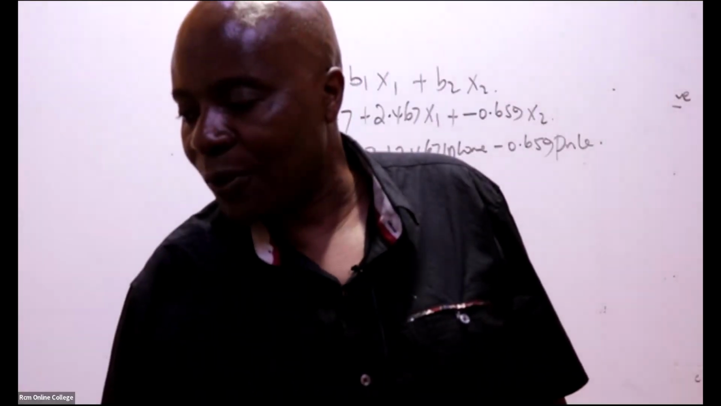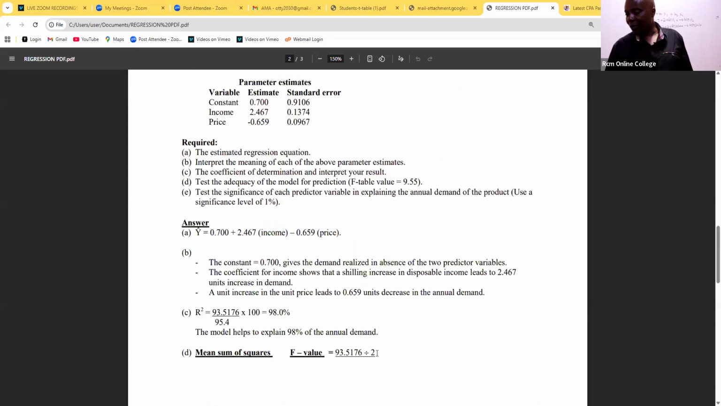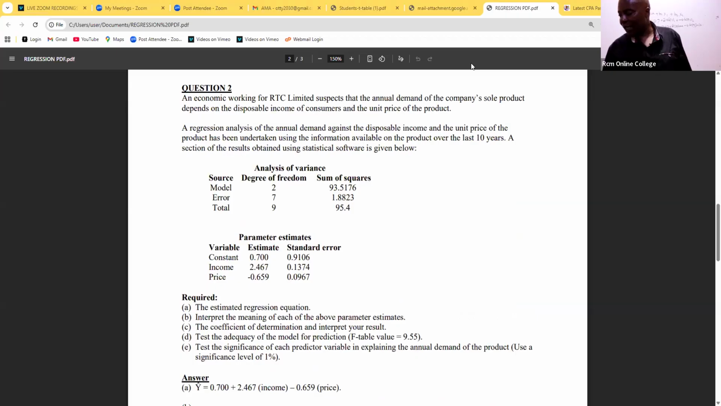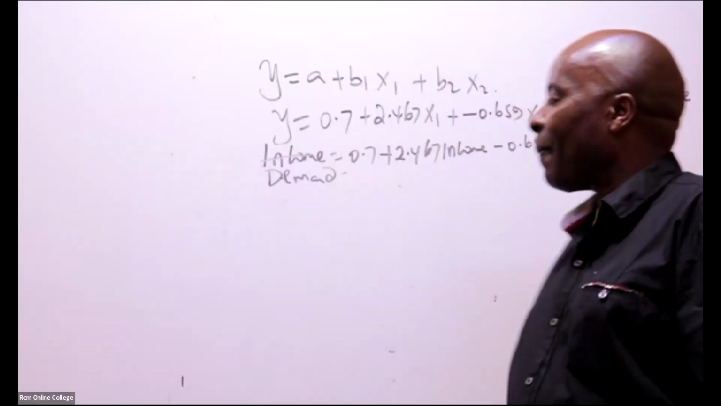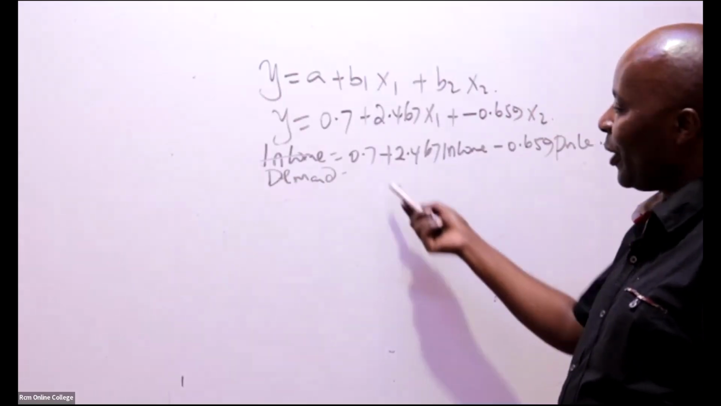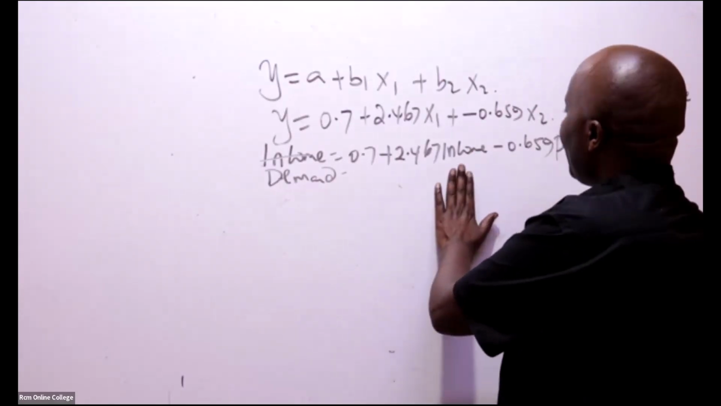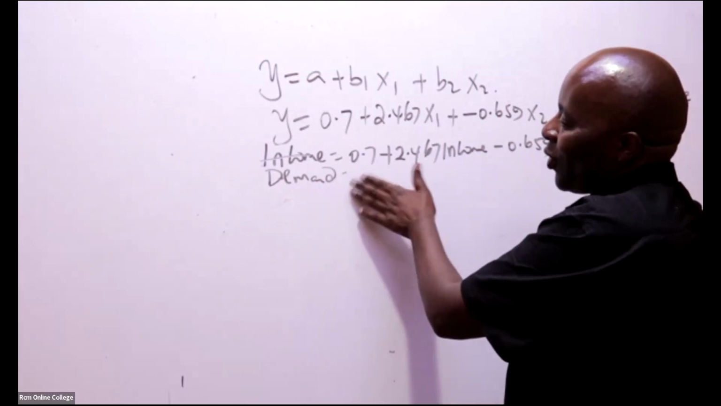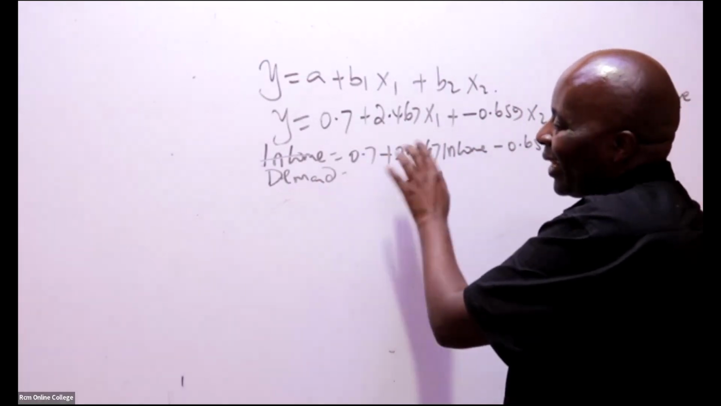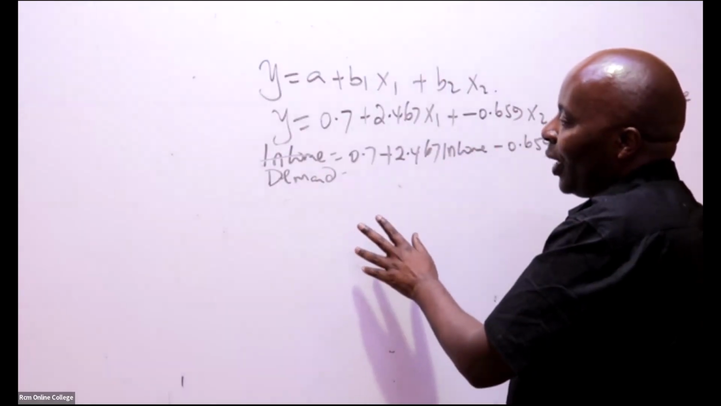So we look at Roman 2. They want us to interpret the meaning of each of the above parameter estimates. Let me explain a little bit, and then we read. This 0.7 is a constant demand. It is the demand when income is 0 and price is 0: if income is 0 and price is 0, then demand will be exactly 0.7. So this 0.7 is the constant demand, which is not dependent on income nor price. You have the answer, don't write.